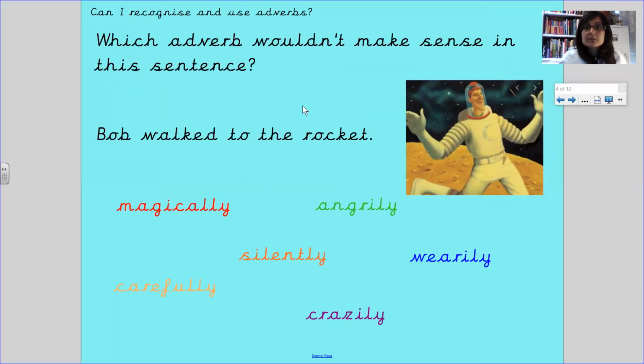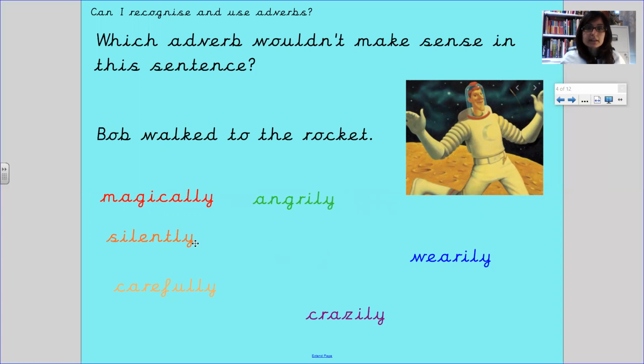Which adverb wouldn't make sense? In this sentence, we've got Bob walked to the rocket. So Bob is doing the walking. We're describing how Bob walked. Here are the adverbs: magically, angrily, silently, wearily, carefully, crazily. You can pause the video here and we want to know which adverb would not make sense here.